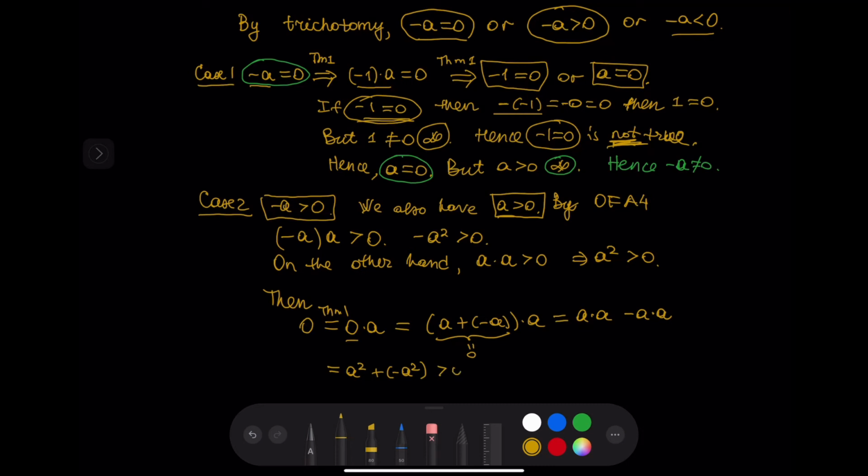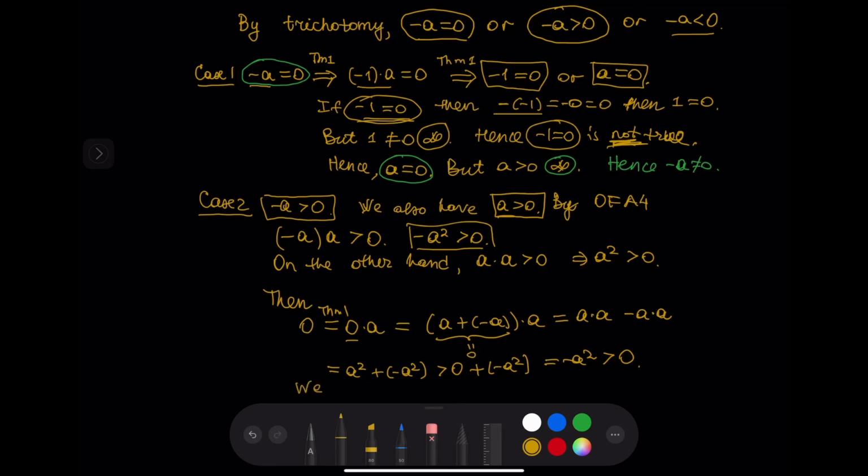So this is greater than 0 plus minus a squared, which is minus a squared. But minus a squared is also greater than 0. We just showed that. So minus a squared is greater than 0. So in the end, what we showed is that 0 is greater than 0.